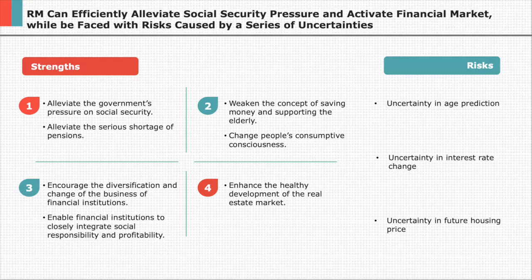And here comes the pros and cons of the reverse mortgage. First, the reverse mortgage can relieve the government's pressure on social security and alleviate the serious shortage of pensions. The elderly can obtain a fixed income to maintain and improve their retired life without selling the house. Since more elderly are able to support their own life, the Hong Kong government is more capable of allocating resources for the underprivileged. Besides, the government can also seize the opportunity to consummate the welfare system in order to achieve social stability.